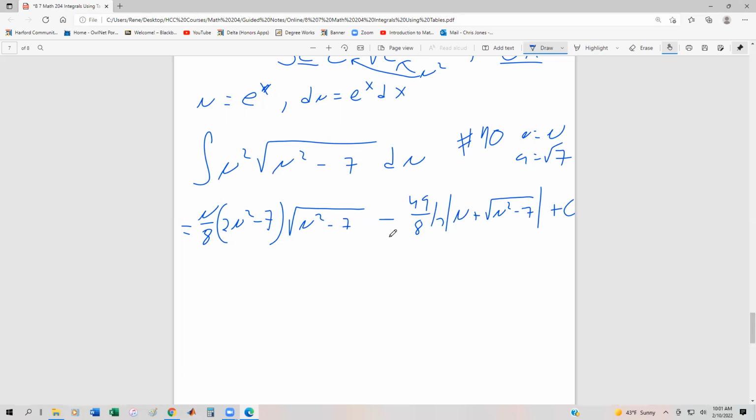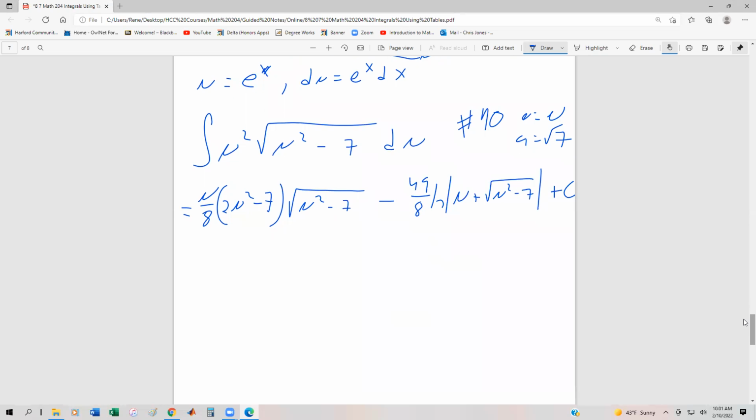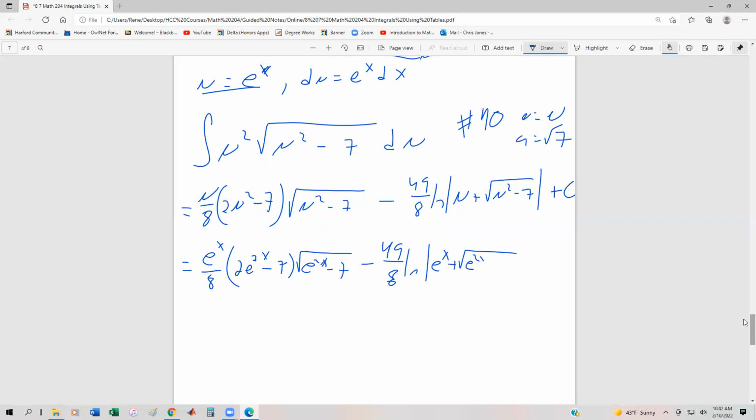And the last thing we're going to do is back substitute e to the x for u. So remember, u is e to the x, over 8, 2e to the 2x minus 7, square root of e to the 2x minus 7, minus 49 over 8, natural log of e to the x plus square root of e to the 2x minus 7, plus C.